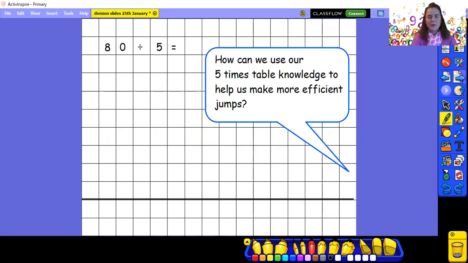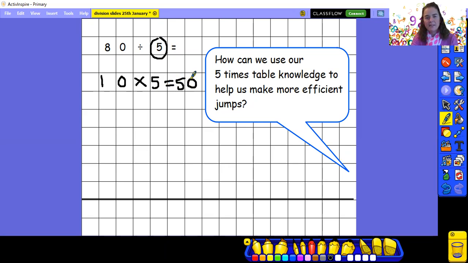Now, when we're using bigger numbers, we can use our times table knowledge to help us make more efficient jumps. Because if I had to count in 5s all the way up to 80, that's going to take some time and I might make a mistake. So we're going to use some of our known times table facts to help us. So I know that 10 times 5 equals 50. So I'm going to use that to help me make an efficient jump on the number line.